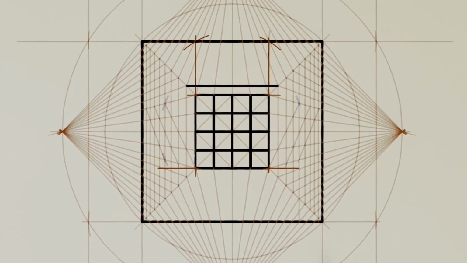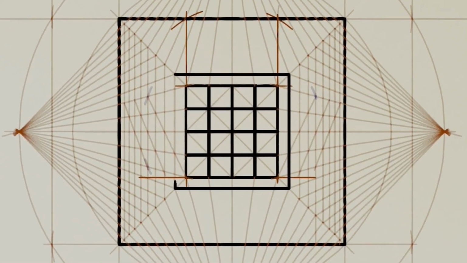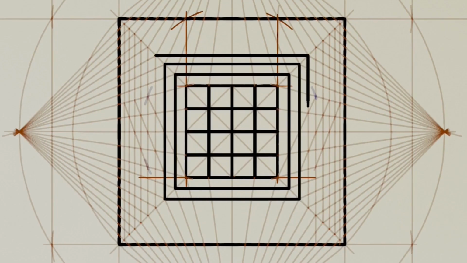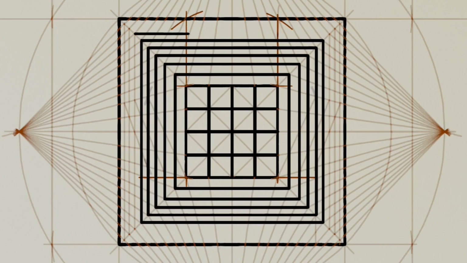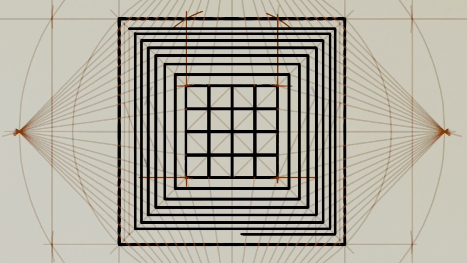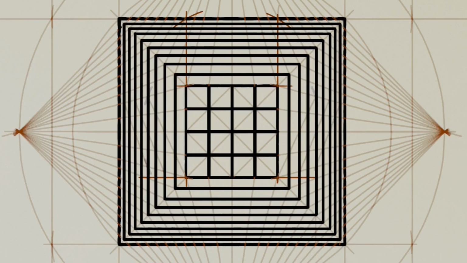Now begin reinforcing the drawing with clean black lines. Mark the squares at the intersection points defined by the guidelines. Continue adding lines that converge toward the outer points, but stop them at the limits of the larger square.